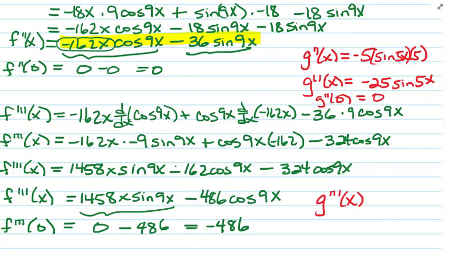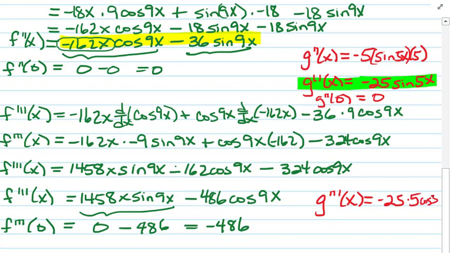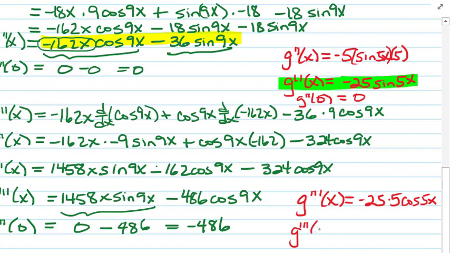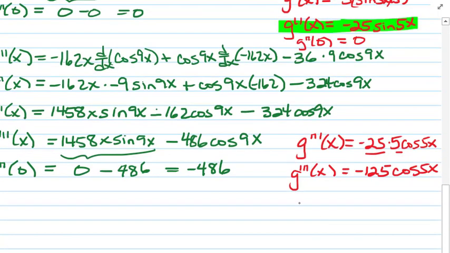And remember, our second derivative was negative 25 sine of 5x. So for our third derivative, we're going to have negative 25 times the derivative of sine, which is cosine, but it's going to be 5 cosine 5x. So that means that the third derivative is negative 125, 25 times 5 is 125 cosine of 5x. Evaluating that at 0, we are going to have negative 125 times, and then this will be 1, cosine of 0 is 1.